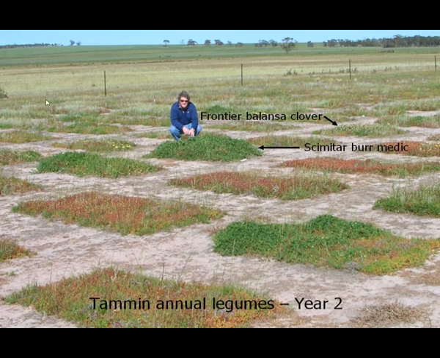And this just shows you here at this site in the second year, Scimitar Burmetic, a productive plot there, and Frontier Balansa clover there, not nearly as productive, and you'll see quite a few empty plots where the species failed to survive the salinity over summer.